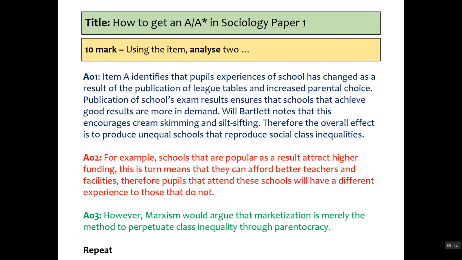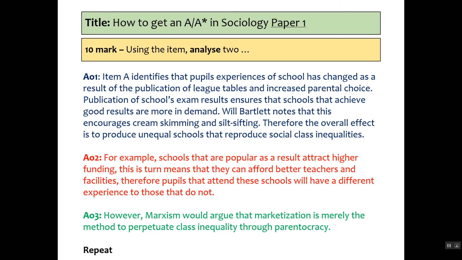Here we go. So in the model answer, item A identifies that pupil experiences of school have changed as a result of the publication of league tables. I've used the wording of the question straight away. Publication of schools' exam results ensures that schools achieve good results or are more in demand. That is simple description. What follows is more detailed, developed explanation, and of course it's nowhere near as good as what you will be able to write, because you are far more knowledgeable than I am.